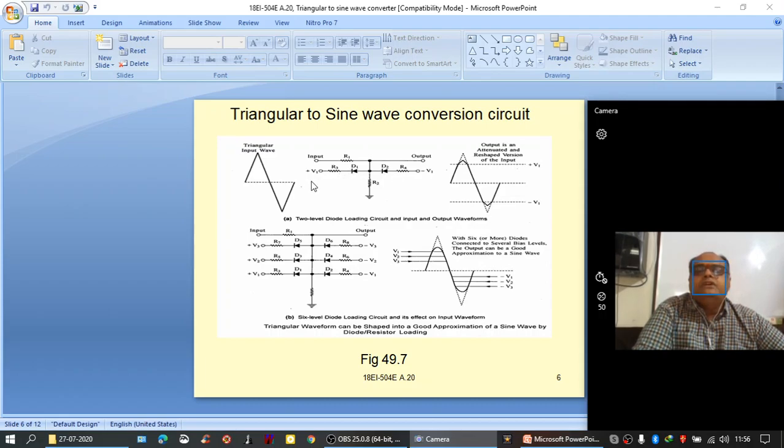Using two diodes followed by two voltage sources, we will get an approximate sinusoidal signal. The more the number of diodes and power supplies, the better is the shape of the sinusoidal signal. A triangular waveform can be shaped into a good approximation of a sine wave by diode resistor loading.